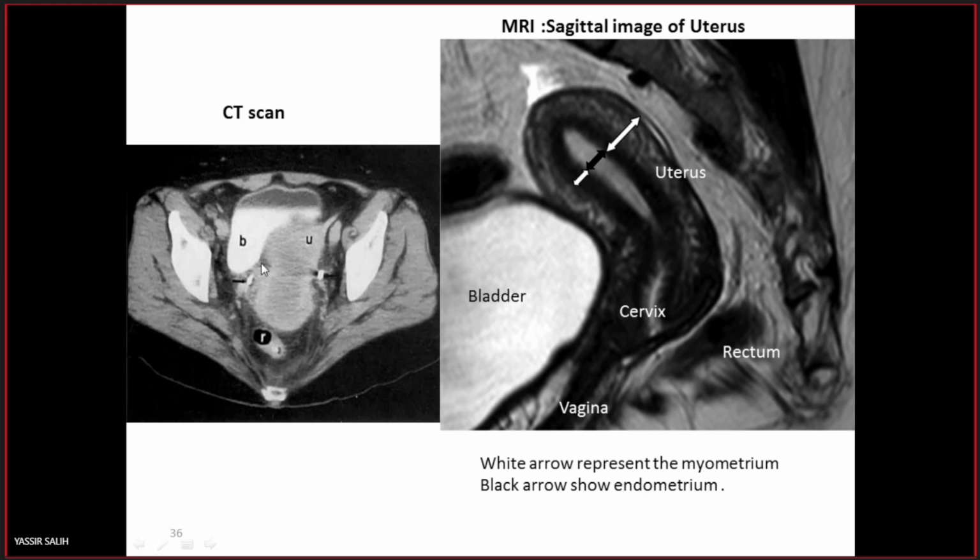This is CT. Why? Because notice that here the bone appears black or gray according to the sequence, but it is never bright. This is CT axial. This is the urinary bladder, and this is the uterus, and this is the rectum posterior. This is anterior and this is posterior.